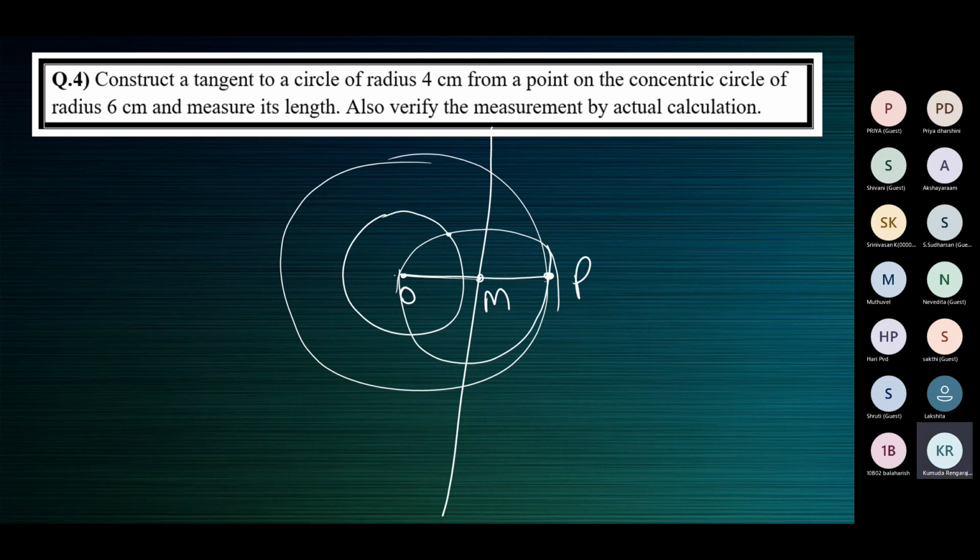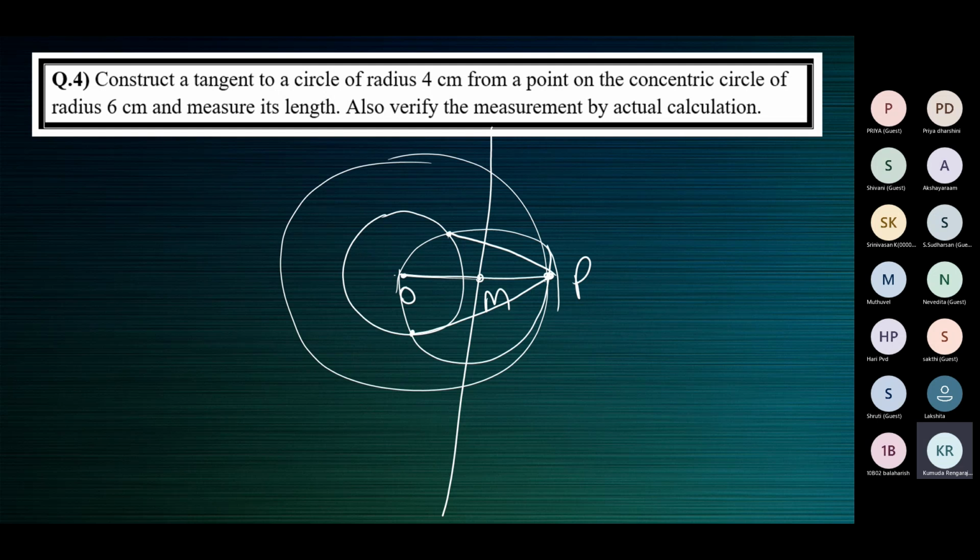Now you can see that the inner circle and the new circle, these are the points of intersection. Join. Now you should find the length of the tangent. You can use a divider if you want to do it the perfect mathematical way. But we'll not do all that, we'll just put our scale on the paper on your construction and measure the length of the tangent. And also verify the measurement by calculation.